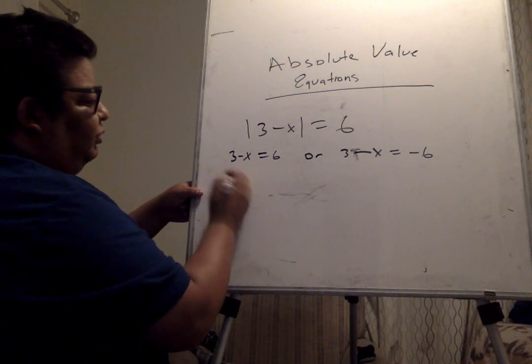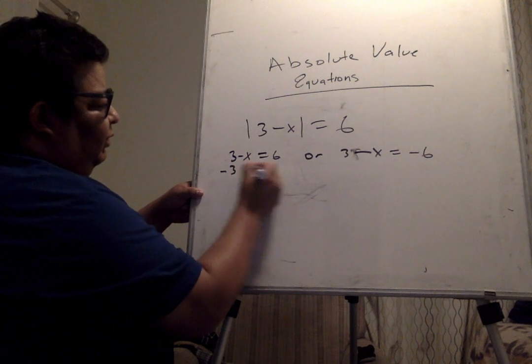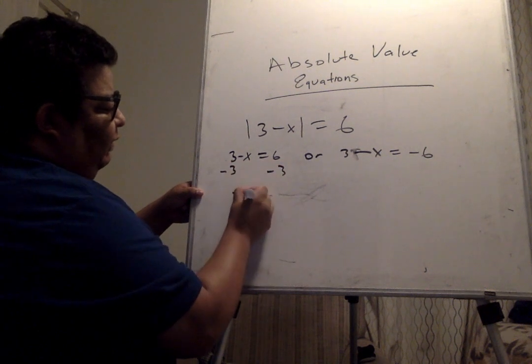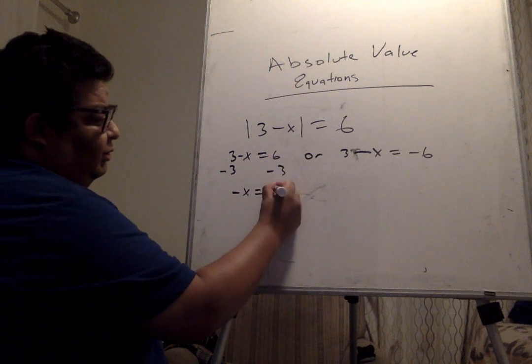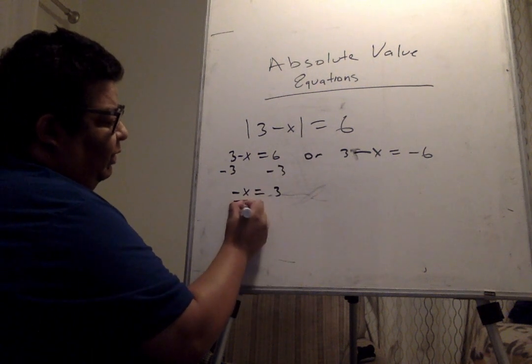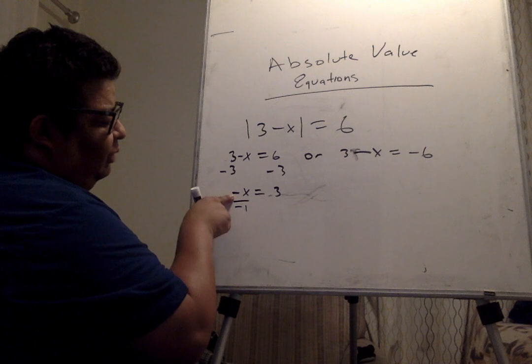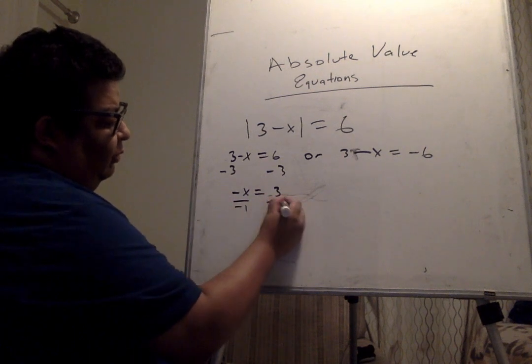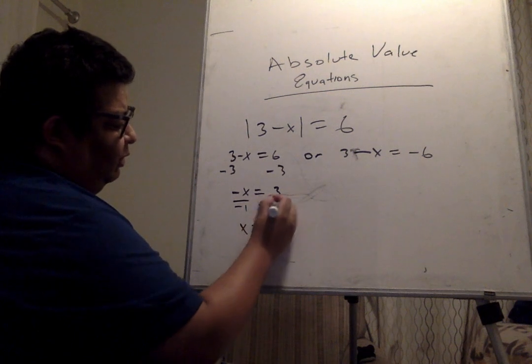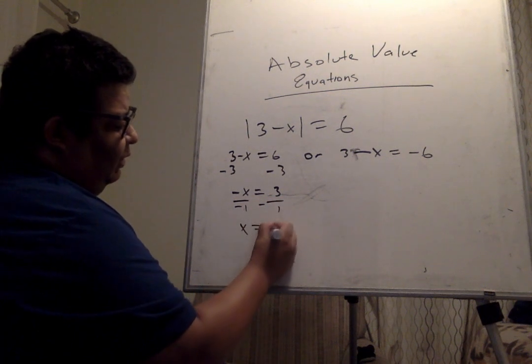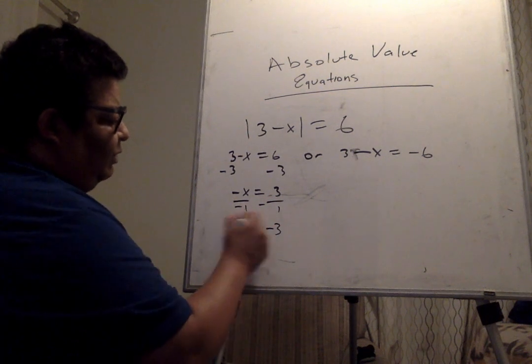To get our first solution, we subtract 3: negative x equals 6 minus 3, which is 3. We divide by negative 1 because we have a negative 1 here. So x equals 3 over negative 1, which is negative 3. That's our first solution.